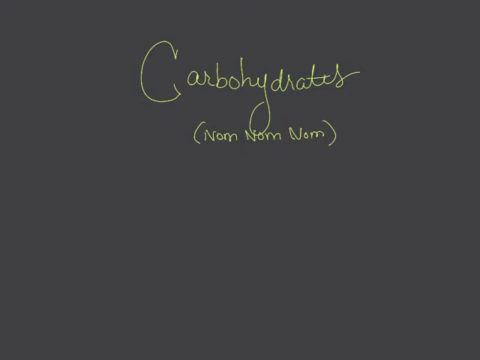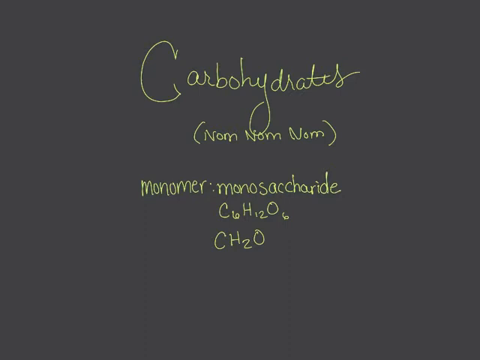And in the case of a carbohydrate, we're always going to have our monomer as a monosaccharide. And our general formula for all monosaccharides is C6H12O6. The general formula for a carbohydrate is going to have a ratio of 1 to 2 to 1 in talking about carbons to hydrogens to oxygens.